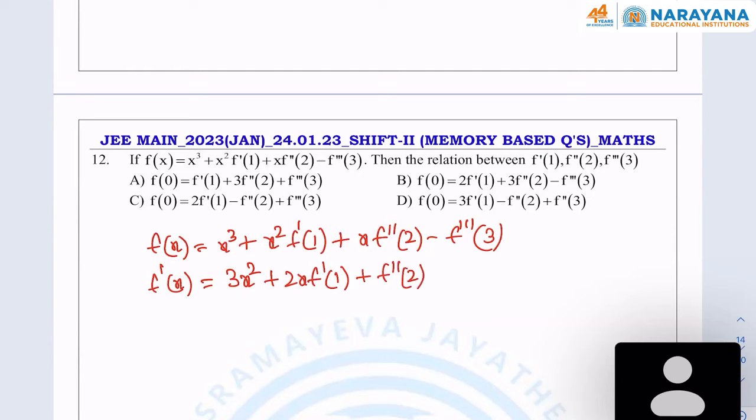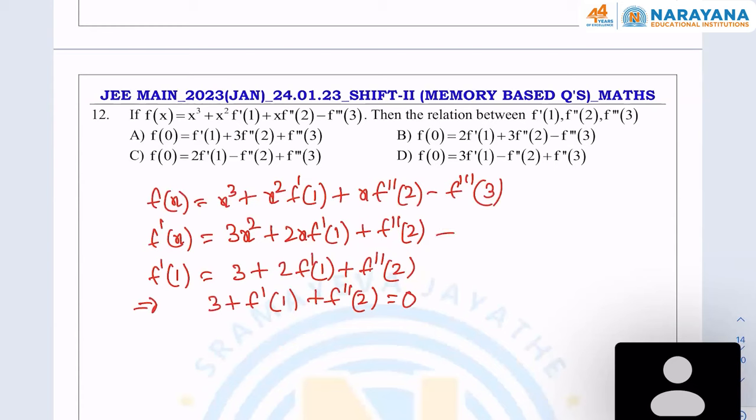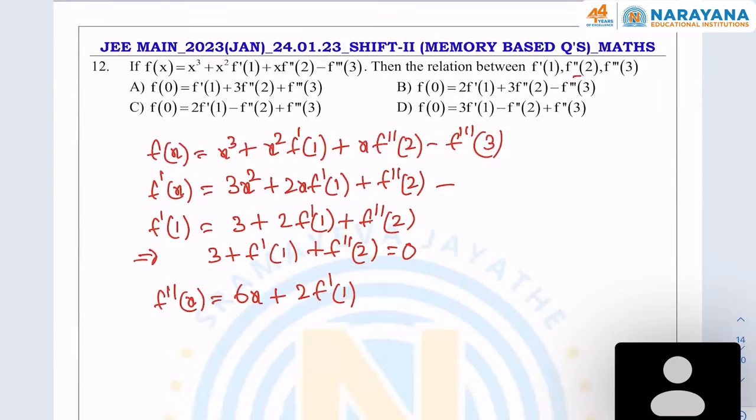Then here I can substitute 1. f dash 1 is equal to 3 plus 2 into f dash 1 plus f double dash 2. So here what we are getting, 3 plus f dash 1 plus f double dash 2 is equal to 0. Again, I will differentiate this equation. f double dash x is equal to 6x plus 2 into f dash 1. They're asking f double dash 2, so I will put x is equal to 2. So f double dash 2 is equal to 12 plus 2 into f dash 1.